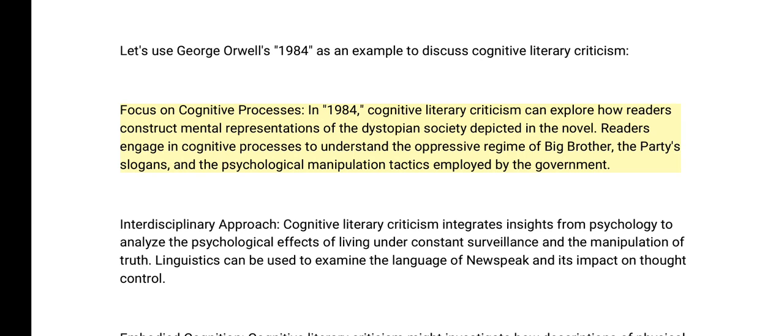Focus on cognitive processes. In 1984, cognitive literary criticism can explore how readers construct mental representations of the dystopian society depicted in the novel. Readers engage in cognitive processes to understand the oppressive regime of Big Brother, the party's slogans, and the psychological manipulation tactics employed by the government.